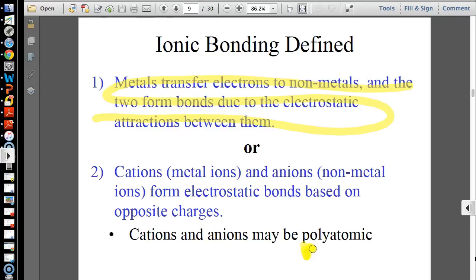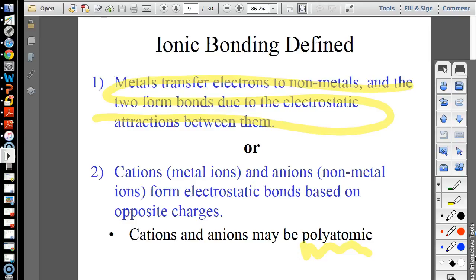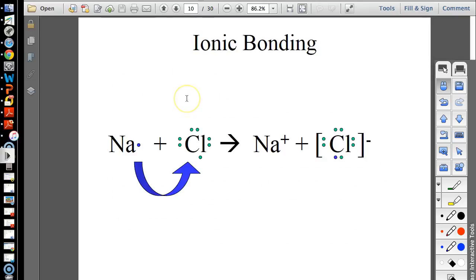And remember, this can include polyatomic ions. So something like carbonate, which is 2-, is going to pull on electrons in your metals, and that's where it gets the 2- from. So ionic bonding, if you want to see what that looks like, here's sodium with 1 valence electron. That valence electron is transferred to chlorine. And so now I have sodium 1+, and chlorine has an extra electron.